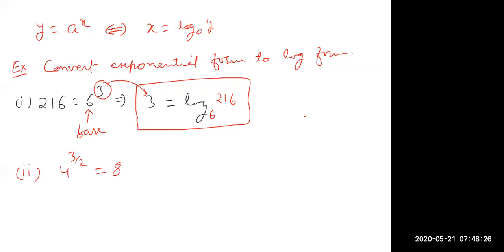See, in this number, first of all, what is the base here? This is the base. Now this index will come in front. 3/2 is equal to log base 4 of 8. Understood?